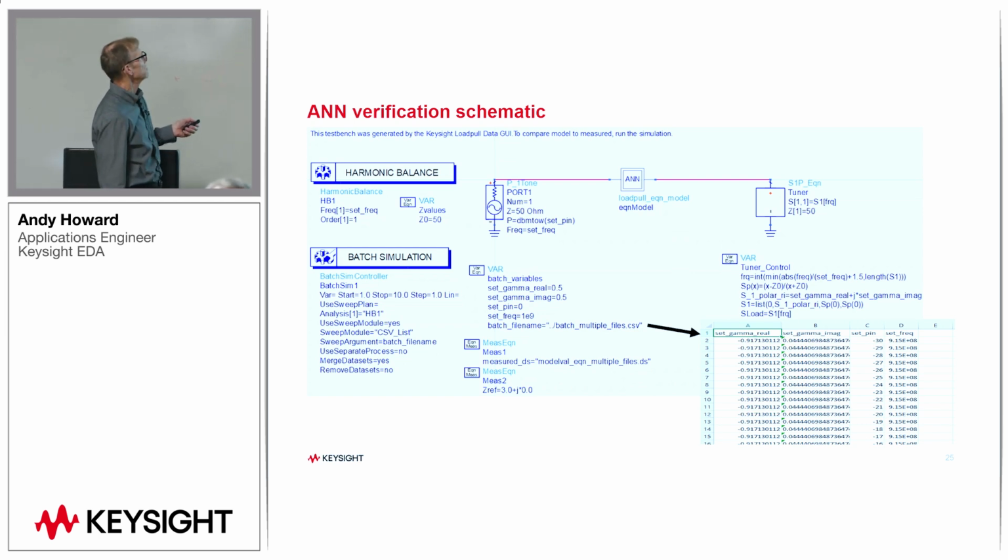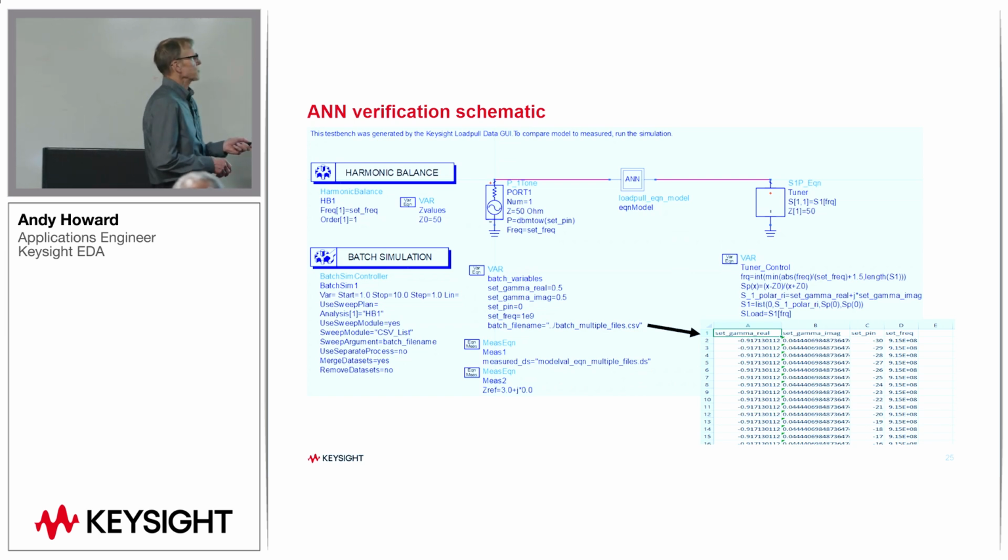This is an ANN verification schematic, generated automatically. It runs a batch simulation, which is a type of parameter sweep within ADS, and it sweeps the same inputs that were used to generate the ANN model. These inputs are the real part of the load reflection coefficient, the imaginary part of the load reflection coefficient, the input power, and the source frequency. What's included here just depends on what data you have available.